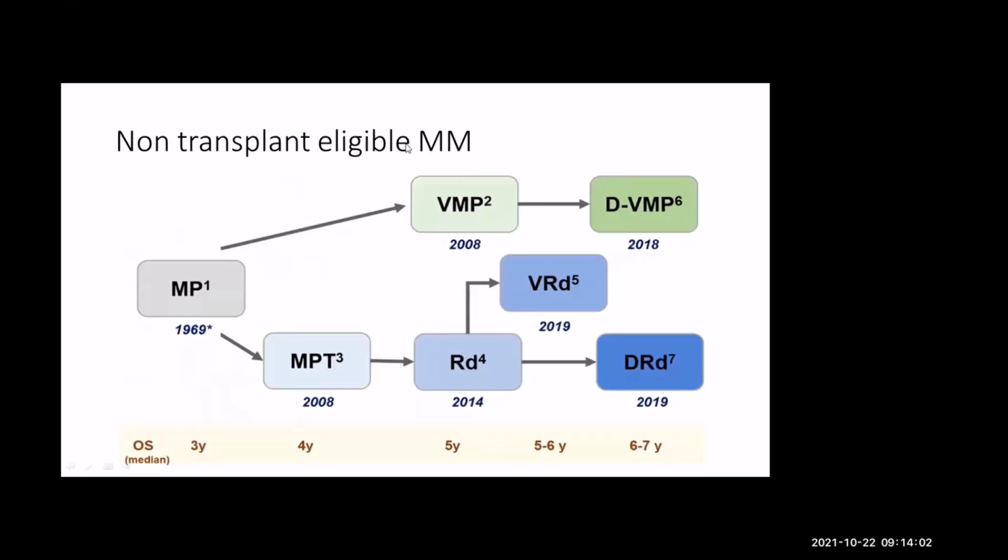This is one subset where the improvement is not as good as what we saw in the transplant-eligible patients. The traditional regimens were melphalan-based, so melphalan prednisolone. The first addition of thalidomide led to a significant improvement of up to a year in the overall survival. Then when we used newer novel agents, for example bortezomib or lenalidomide, it probably led to further improvement in the overall survival.